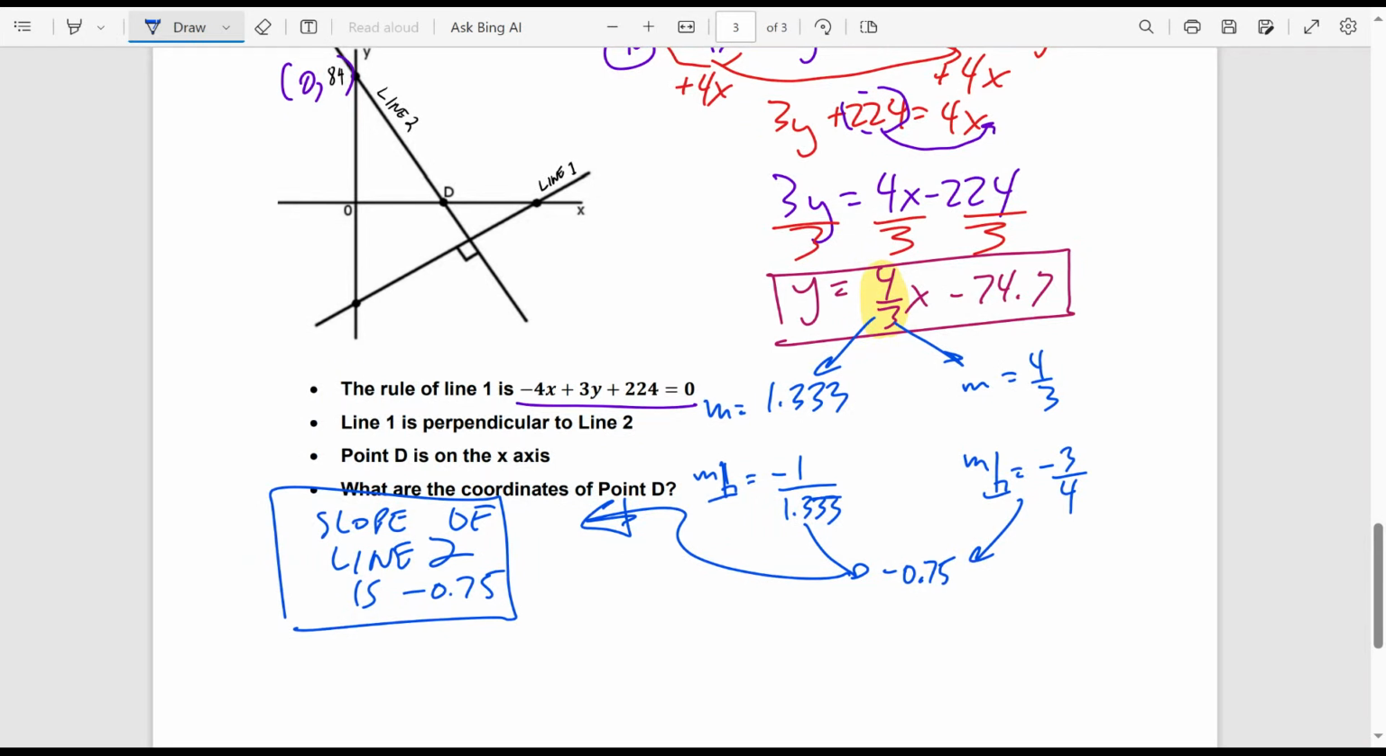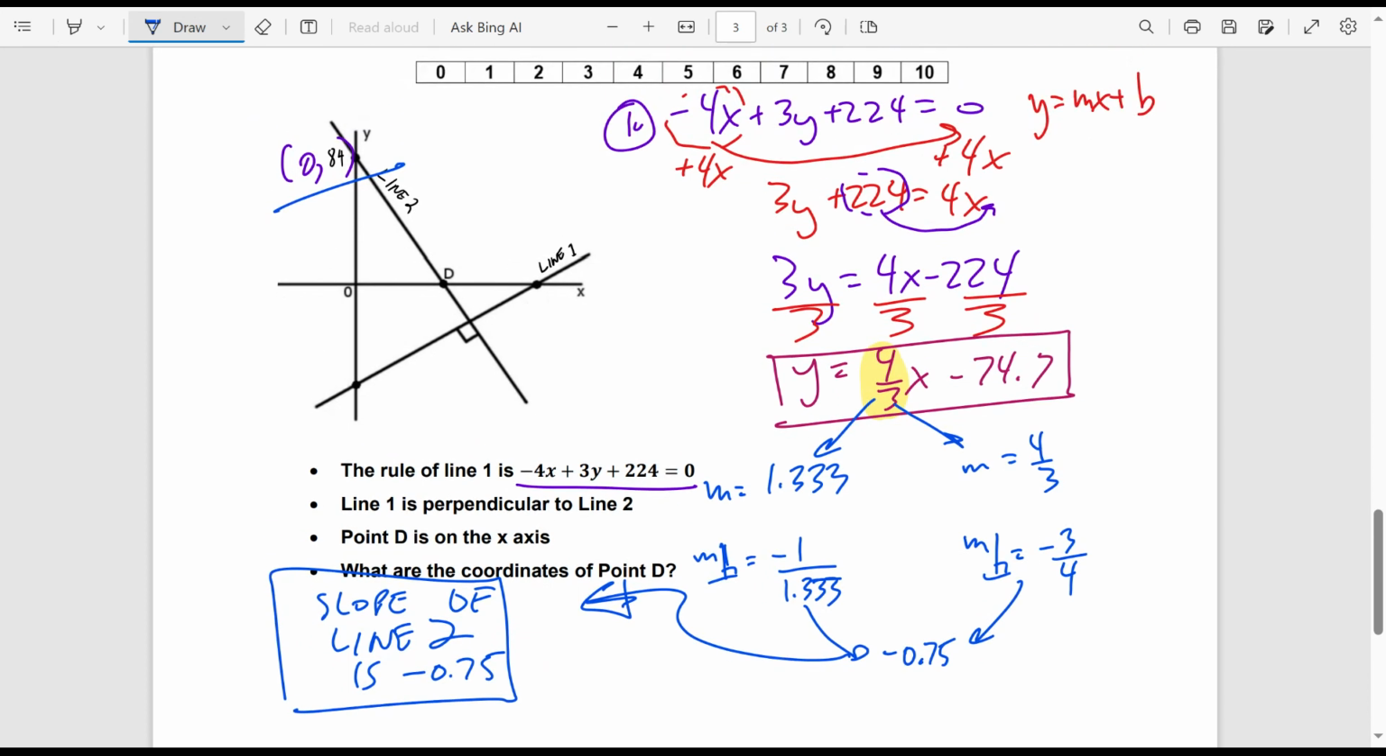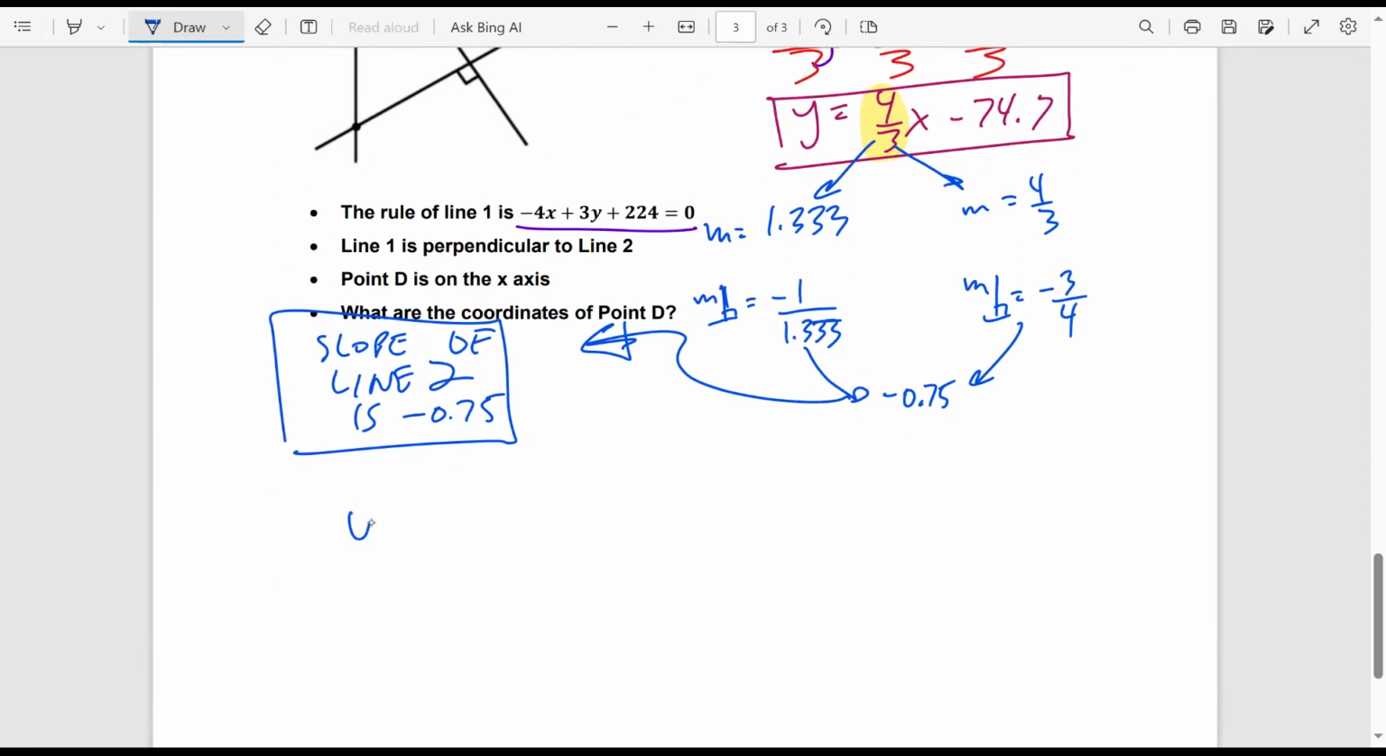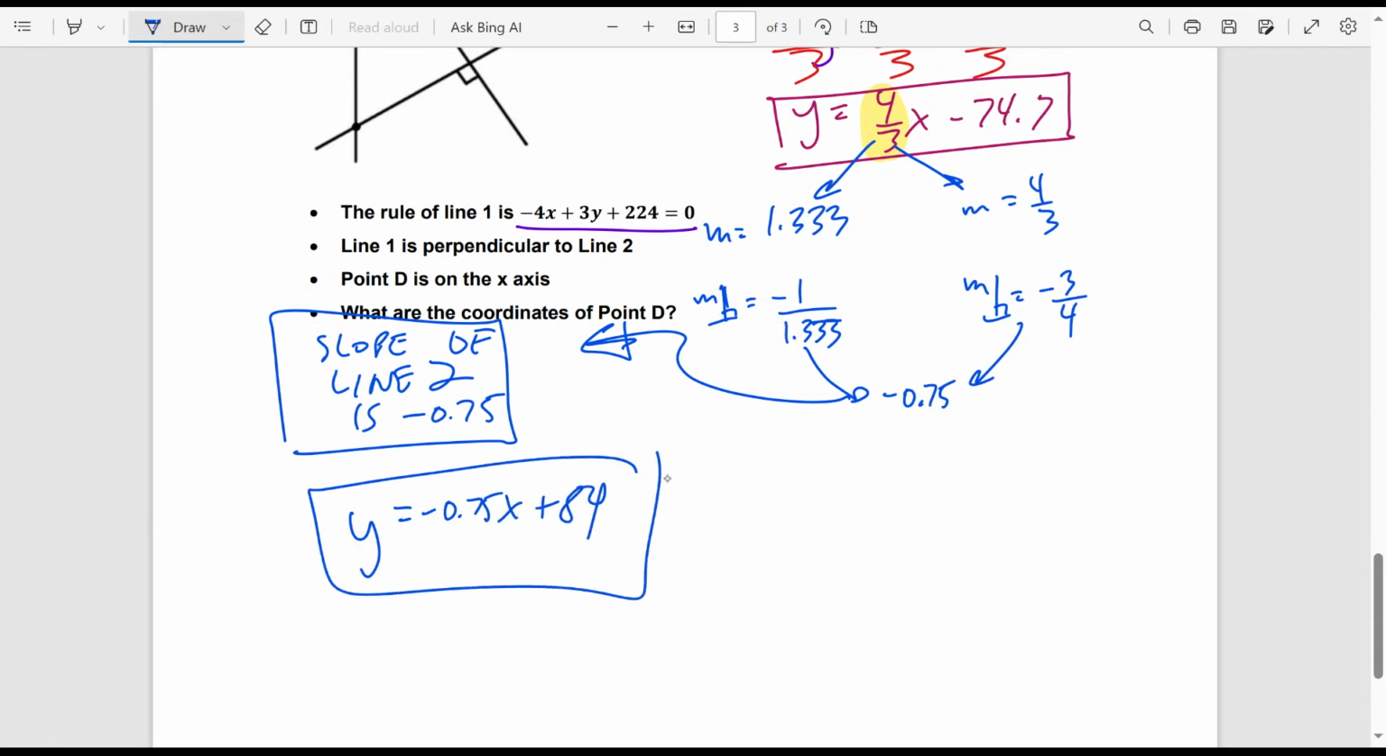If I know what the 0 and 84 is, if I know that this is line 2, okay? So I know two things right now. I know that the b of this line is 84, and I know the slope of this line is negative 0.75. This slope goes with line 2. The b is right there in front of me. So now I'm going to combine them together. Y is equal to negative 0.75x plus 84. That's the rule of line 2.